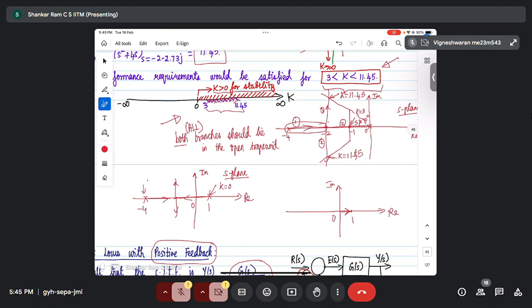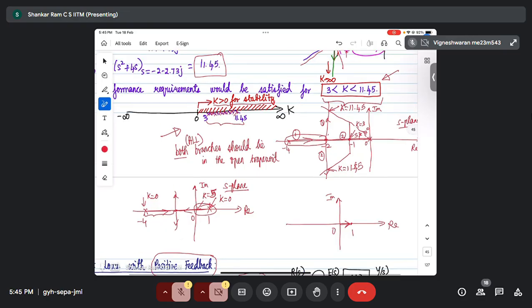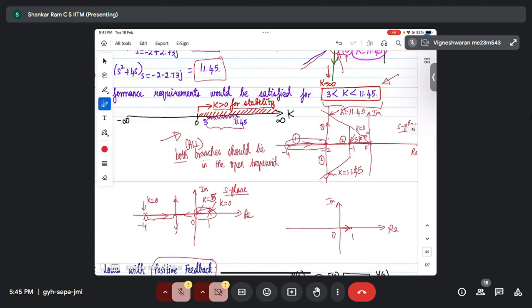Why? Because for k till, let's say, some 5, we will see that this branch will always be in the left of the complex plane. But what about this branch? It is outside the left of the complex plane, so it is unstable, right? Similarly, for performance, we need all the branches to be in the open trapezoid. When does that happen? Only when k is greater than 3. Okay, so I hope it's clear.